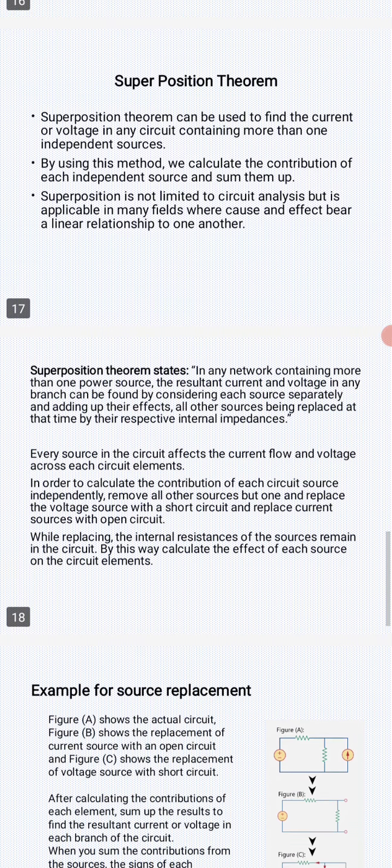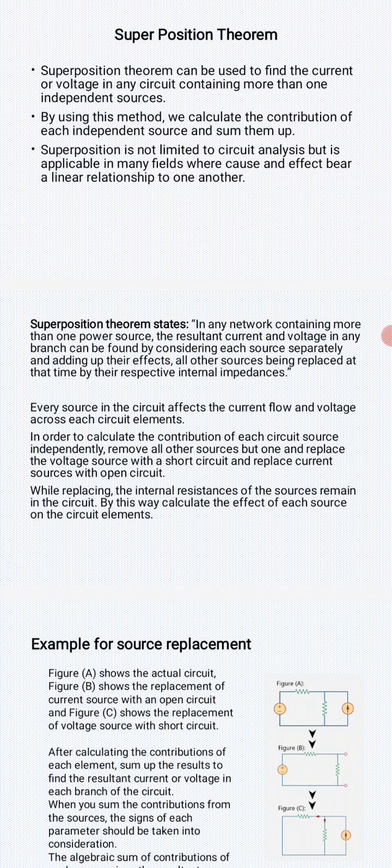The superposition theorem states that in any network containing more than one power source, the resultant current and voltage in any branch can be found by considering each source separately and adding up their effects, all other sources being replaced at the time by their respective internal impedances. Every source in the circuit affects the current flow and voltage across each circuit element. In order to calculate the contribution of each source independently, remove all the sources but one.